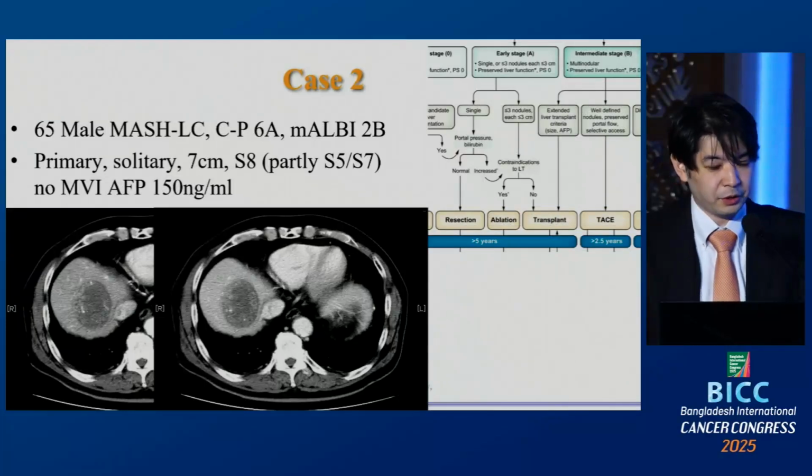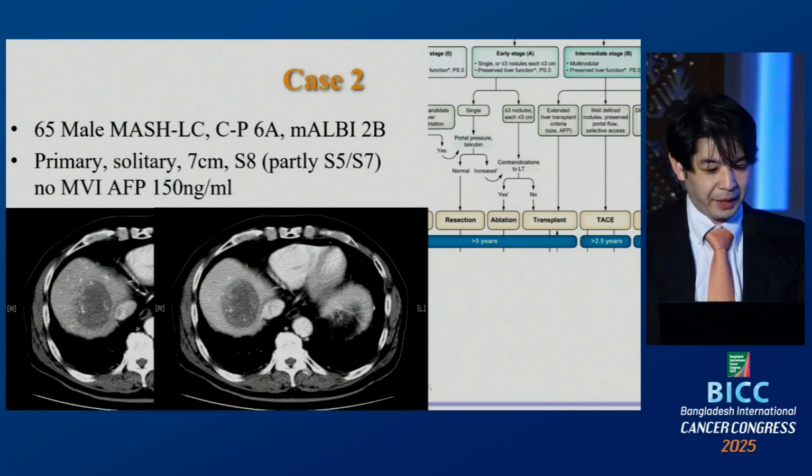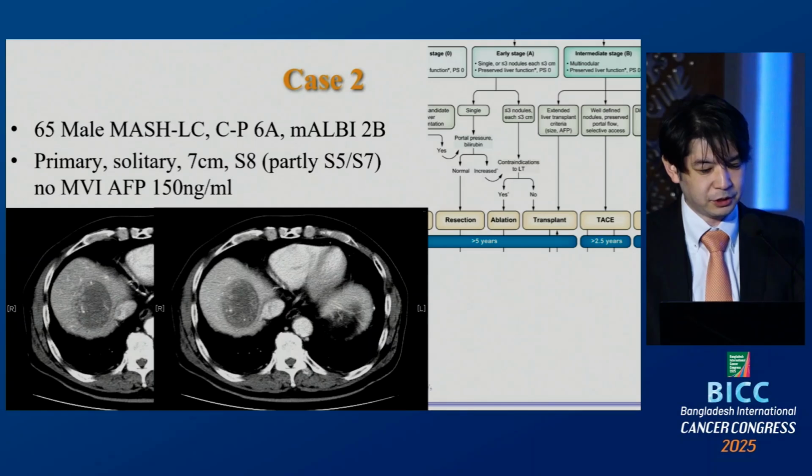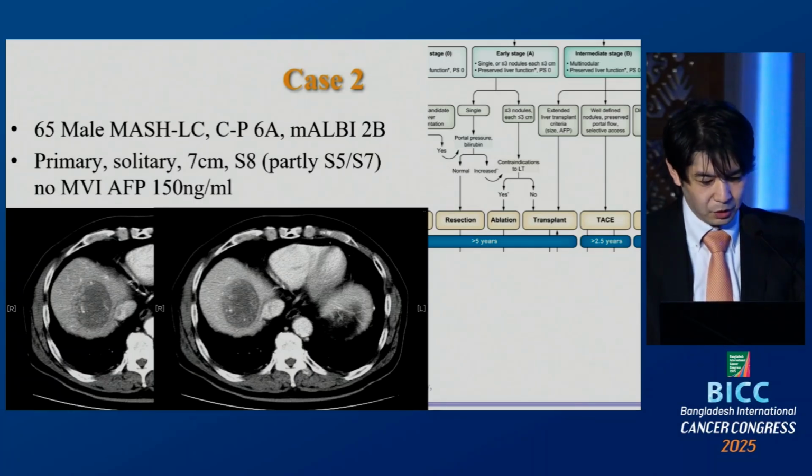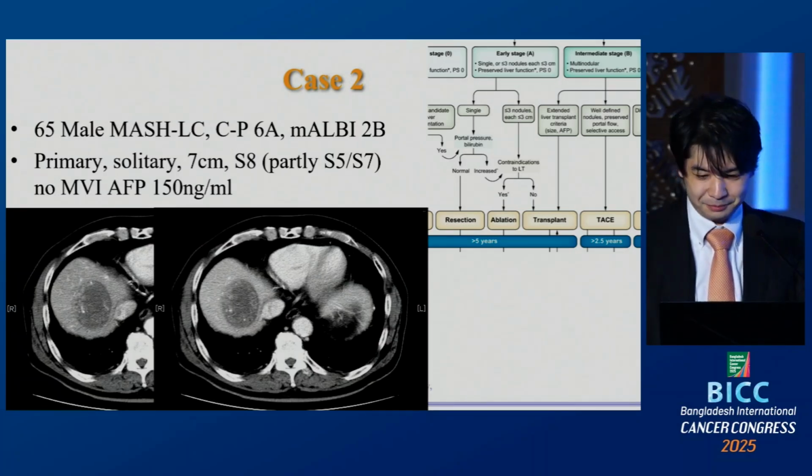Let me present you another case. A 65-year-old male with MASH LC, Child-Pugh score 6A with a modified ALBI score of 2B. Primary, solitary, 7 centimeters in diameter, S8, partly S5, S7. No MVI, and again, a modest elevation of AFP of 150. What would your selection be?